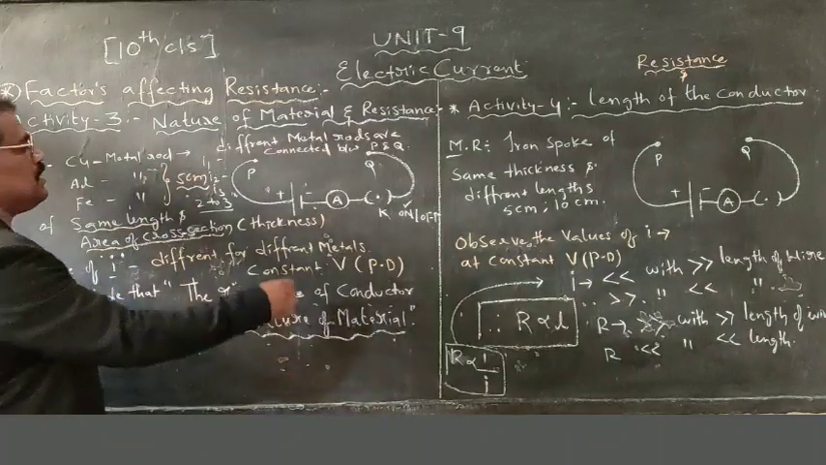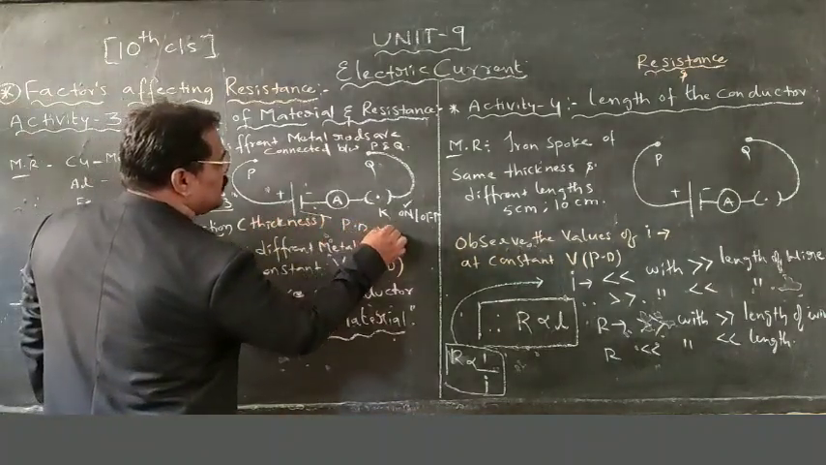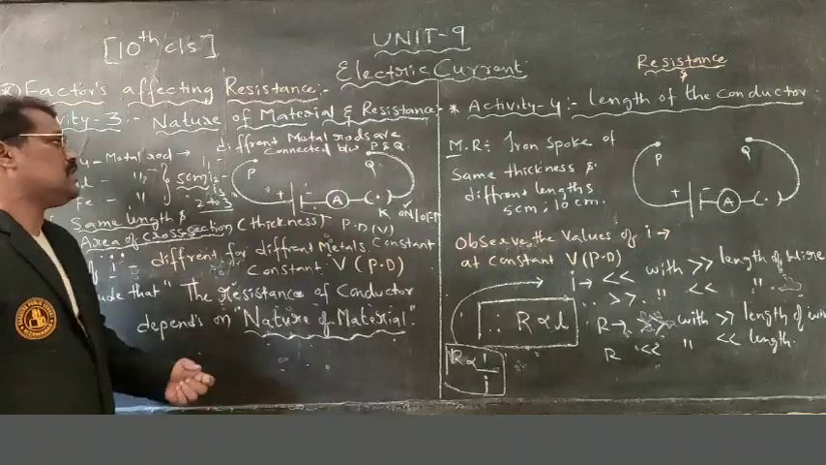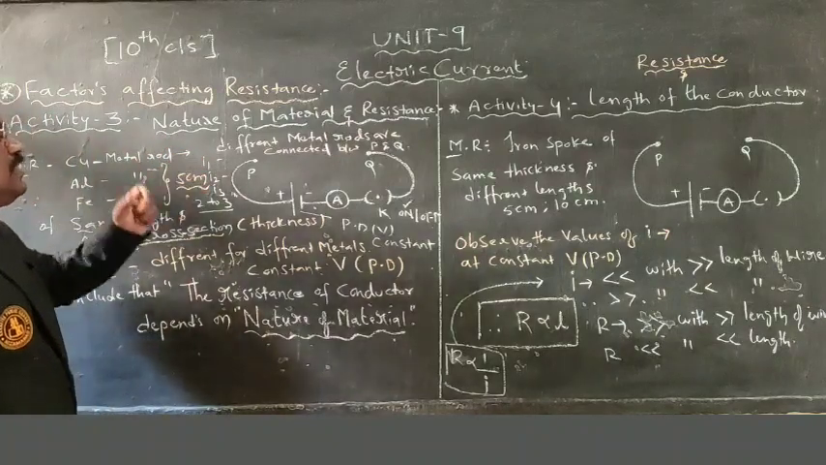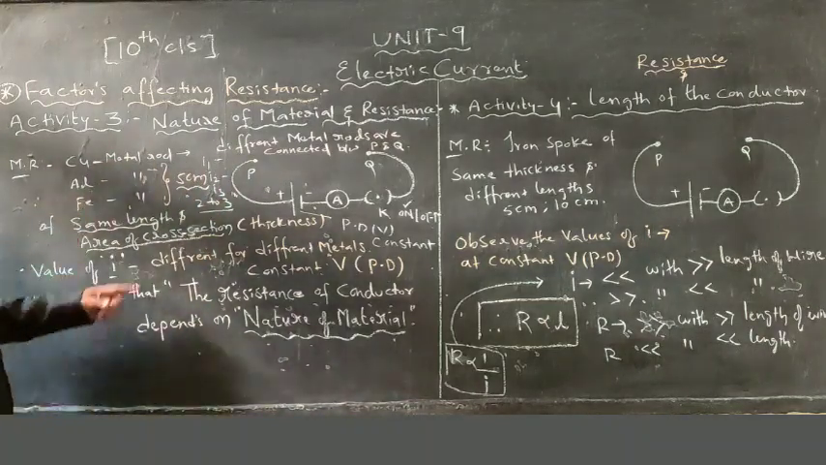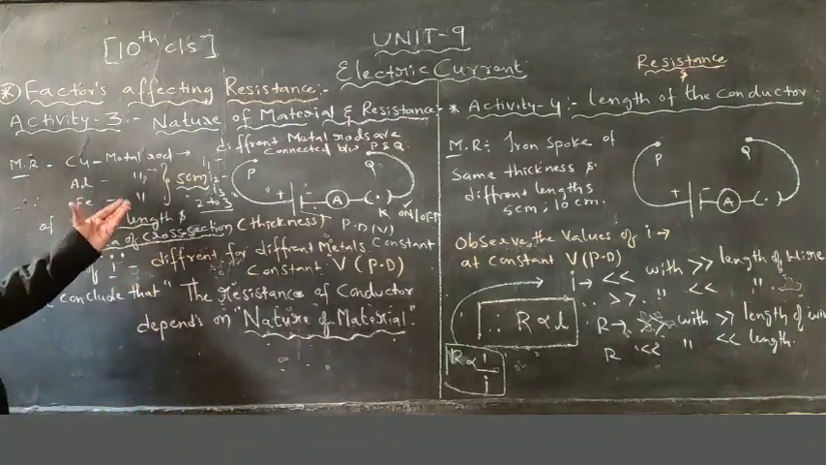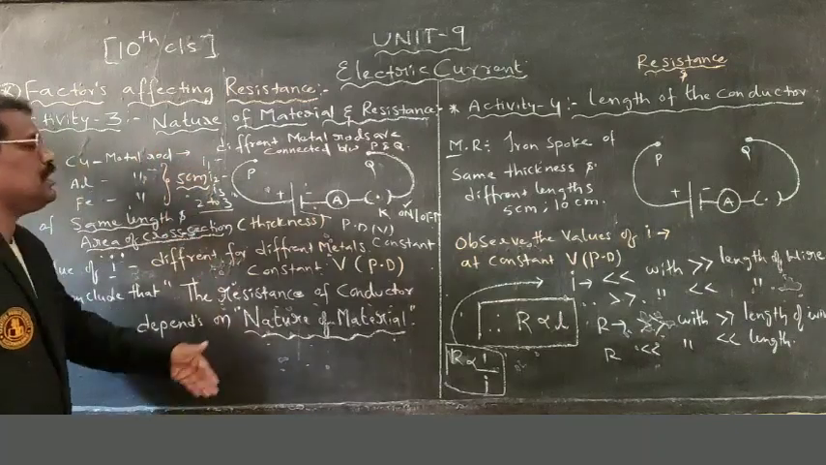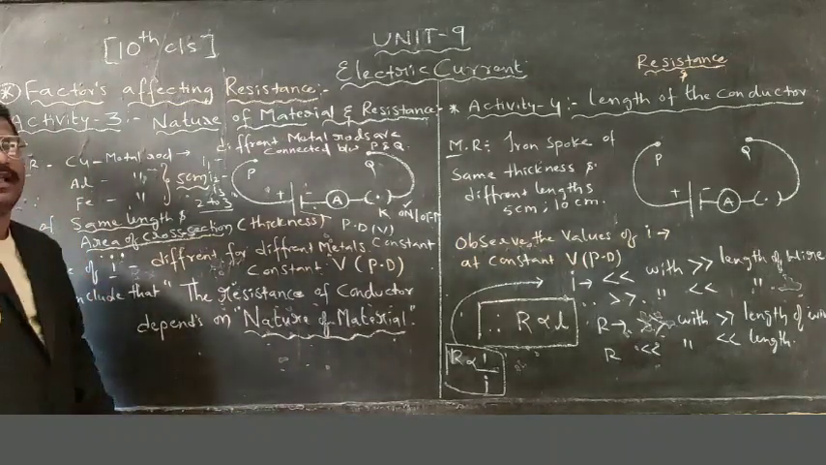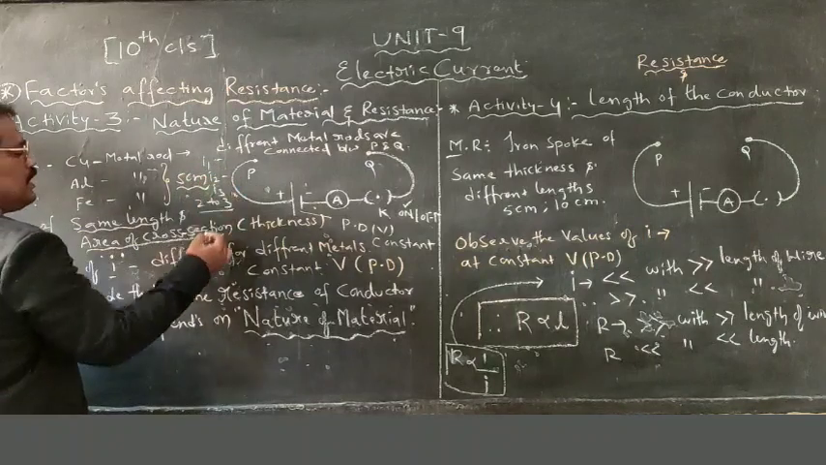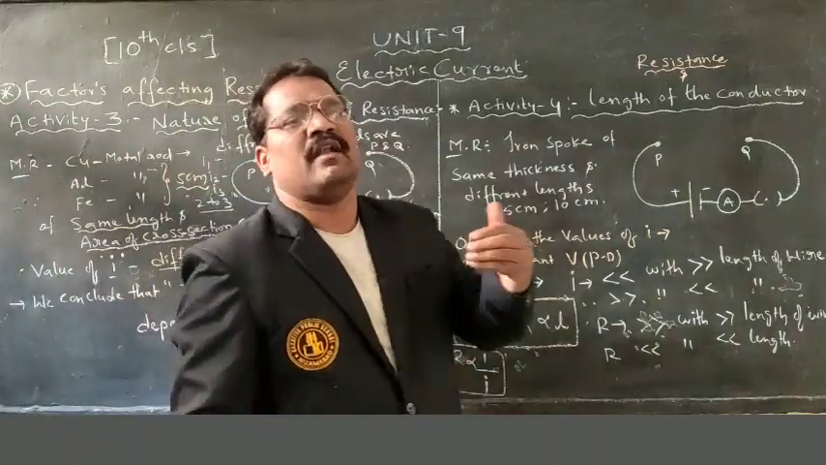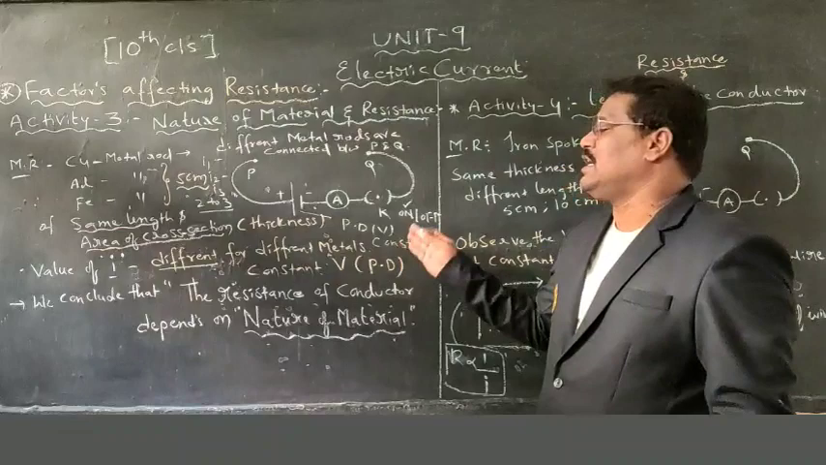And at constant potential difference, we are not changing the potential difference. Potential difference V remains constant. At constant potential difference, observe the values of I1, I2 as well as I3. I1 is for the copper metal rod, I2 is for the aluminium metal rod, and I3 is for the iron metal rod. If you observe the current readings, we can find that I1, I2, I3 are different for different materials. Different values of current are obtained for different materials at constant temperature.